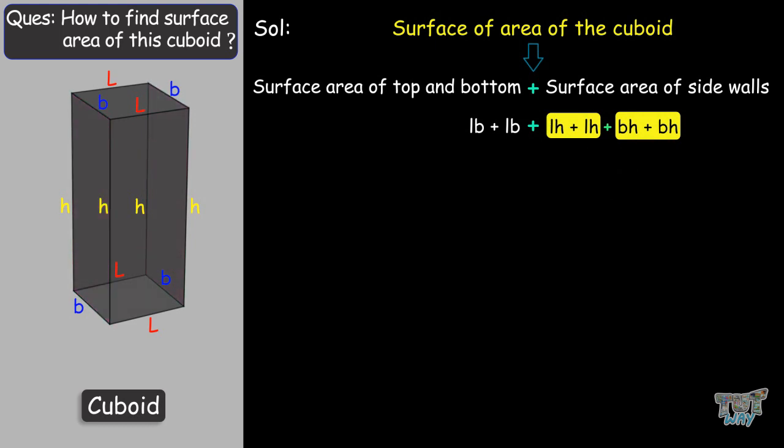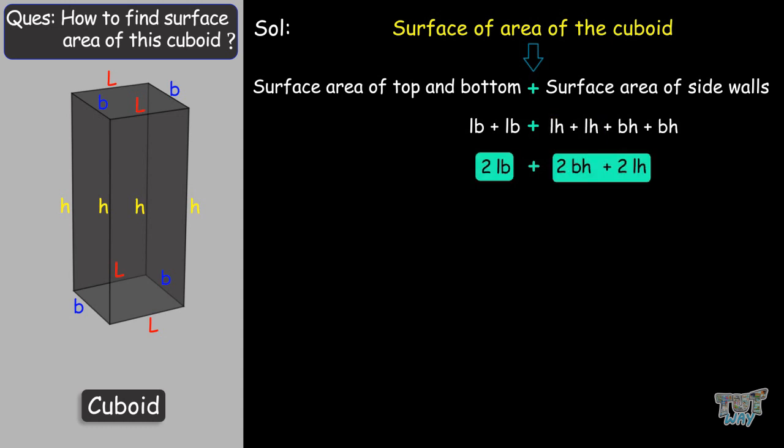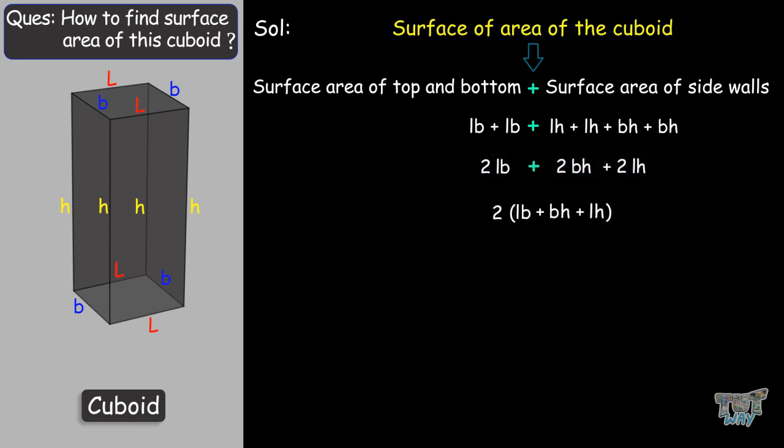So what will you have? You will have 2 times length times breadth plus 2 times BH plus 2 times length times height. Now from these you can take 2 as a common factor, and inside you will be left with LB plus BH plus LH. So this becomes a formula of finding the surface area of any cuboid.